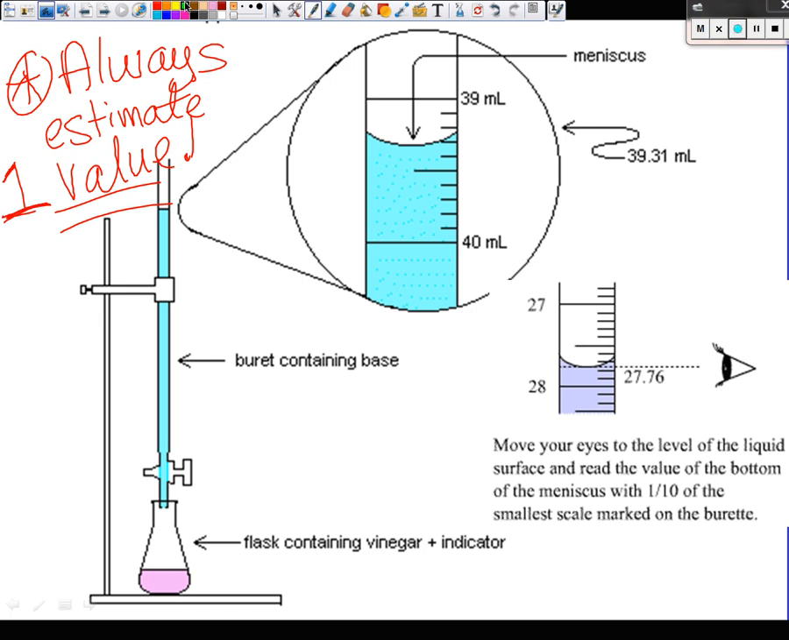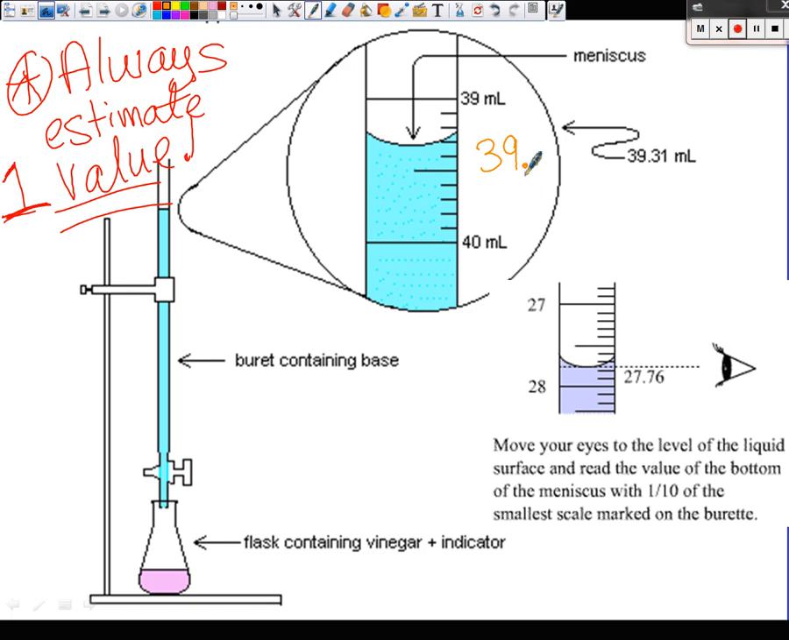Is it 40? No. What is it? It is 39. It's tricky, but why is your 1 in the 10th place not 40? Has it gotten to 40 yet? No, it's still prior to 40. So it's 39.